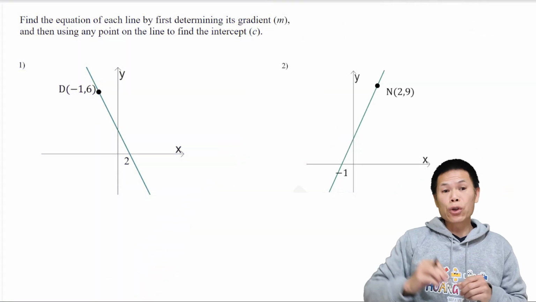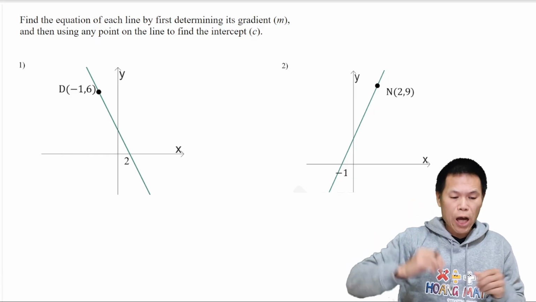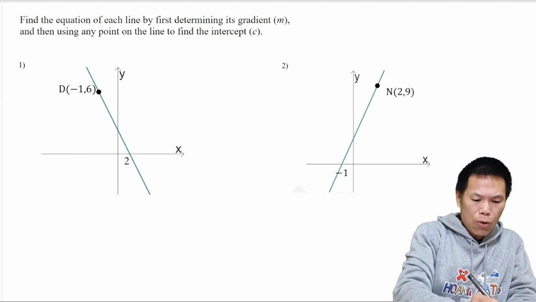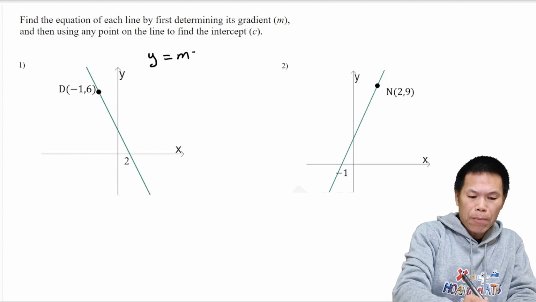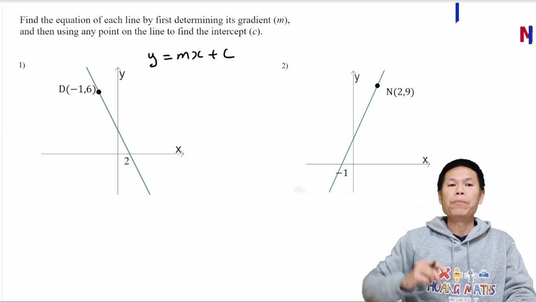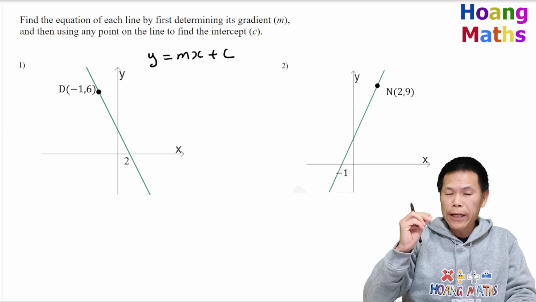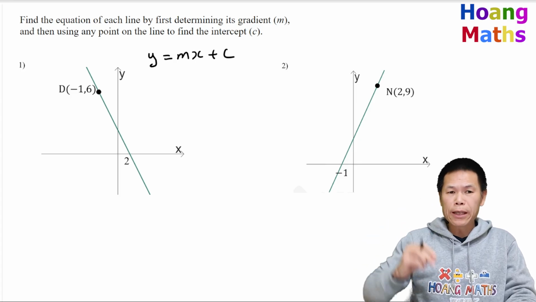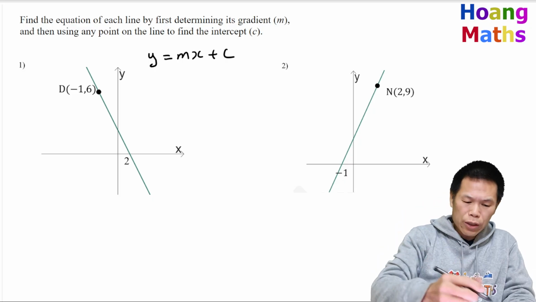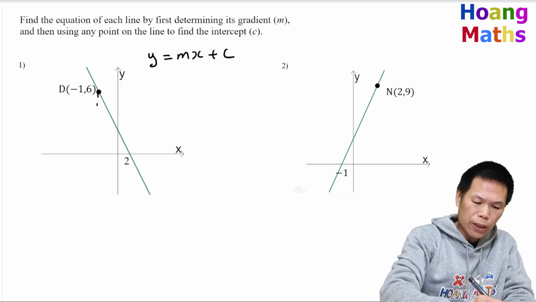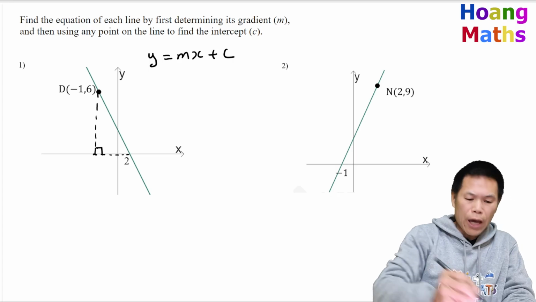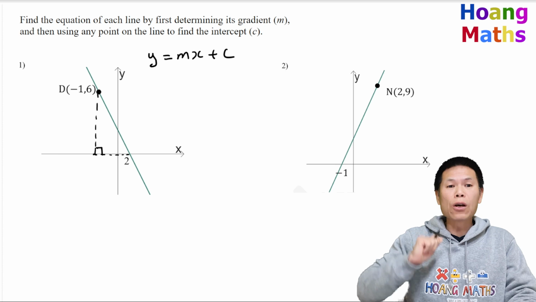First one. To work out the equation of a straight line, first of all, we know the rule for a straight line is y equals mx plus c. So we just need to find the gradient and the y-intercept, because the y-intercept is c and the gradient is m. To work out the gradient, we just need to construct a right angle triangle here. So there you go, and we know that gradient is rise over run.